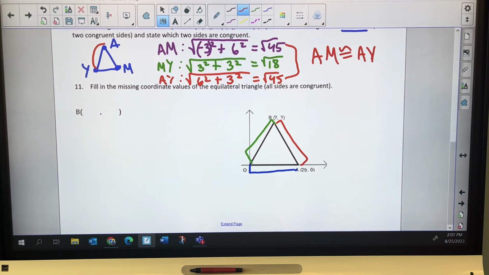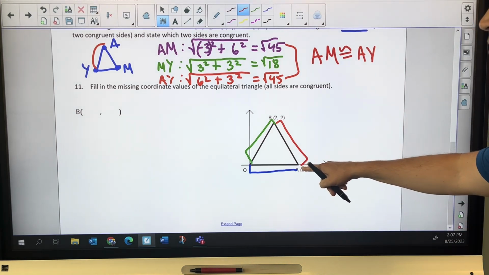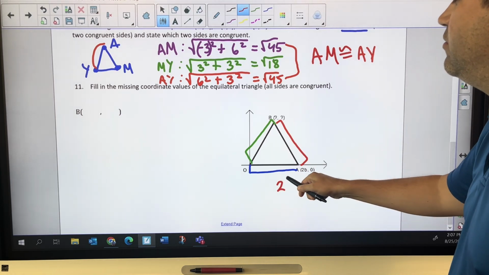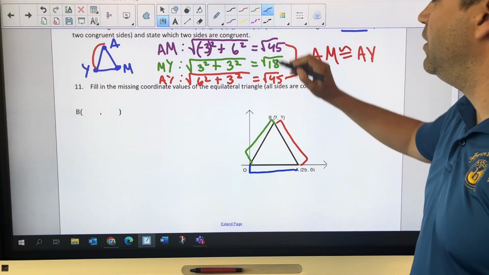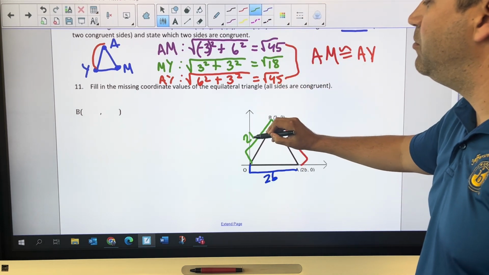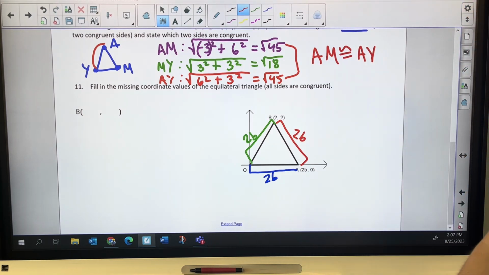Whew, all right, we've got our work cut out for us. So how far is it from 0, 0 to 2B? Well, that distance is 2B. Let me use the right color here so I can color coordinate. So that distance is 2B, which means my green distance needs to be 2B, which means my red distance needs to be 2B.